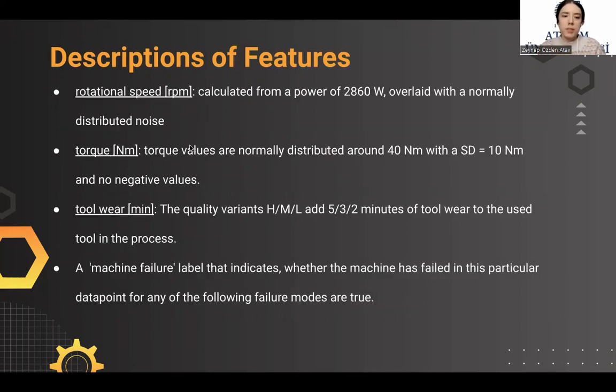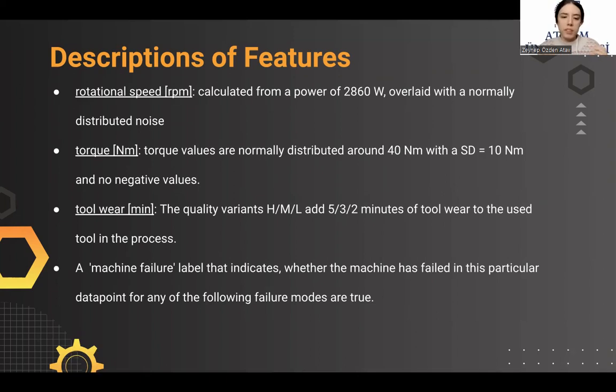And the rotation speed and torque are related to the part which is doing the milling, how much it spins and how much power it uses up. And the tool wear is how much this tool gets worn down by time, by usage, and it's given in minutes. The previous quality measures I have talked about affect how much the tool wear will be. And we also have the machine failure label that indicates whether the machine has failed in terms of true or false, and also the types of machine failures, which will be explained later.